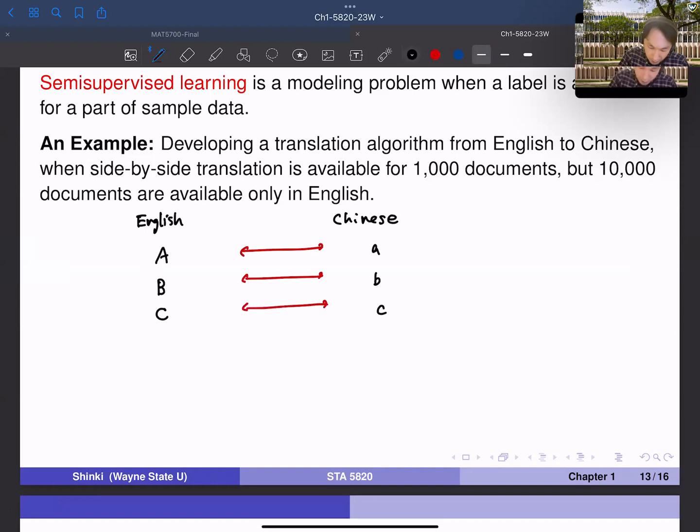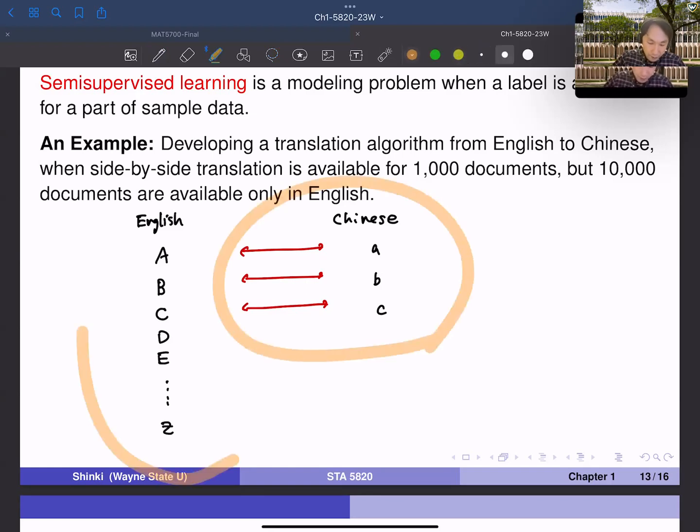But for the others, maybe D, E up to Z, we only have this. Then we want to identify the pattern. So maybe think about the newborn babies. Newborn babies don't compare English and Chinese language except for special circumstances. So we don't have this part. We only have this English part.